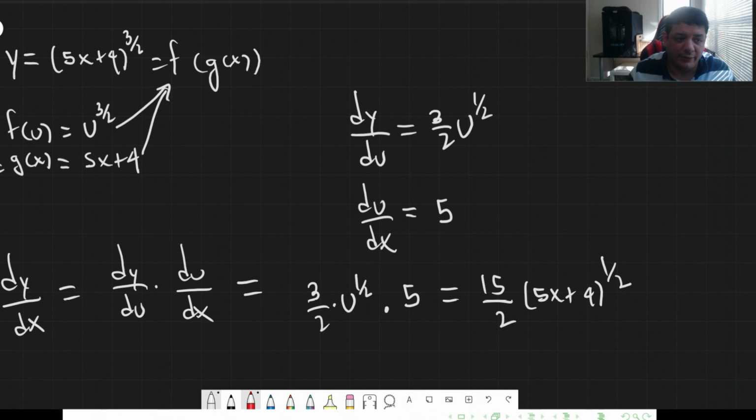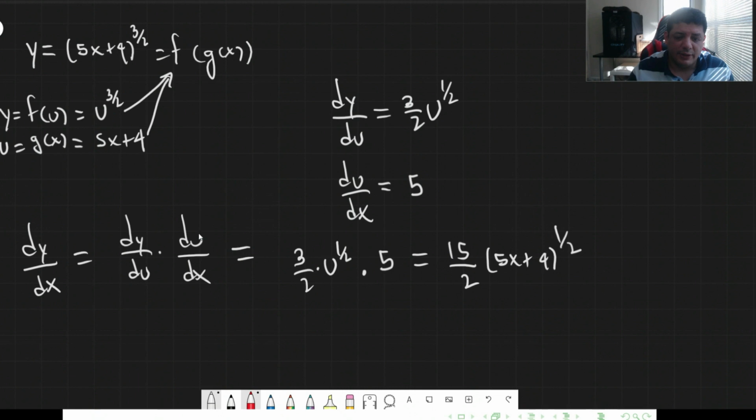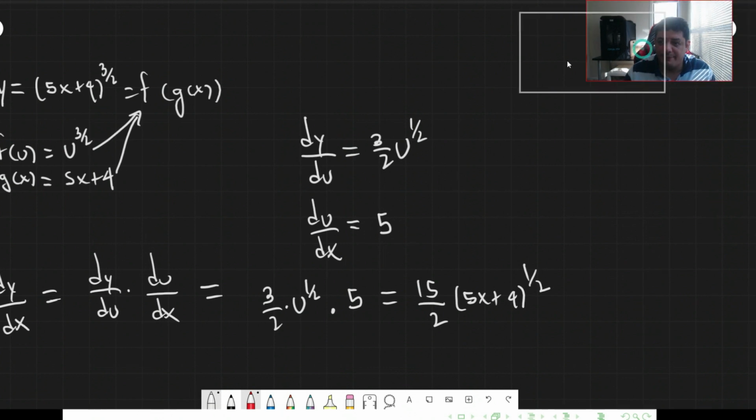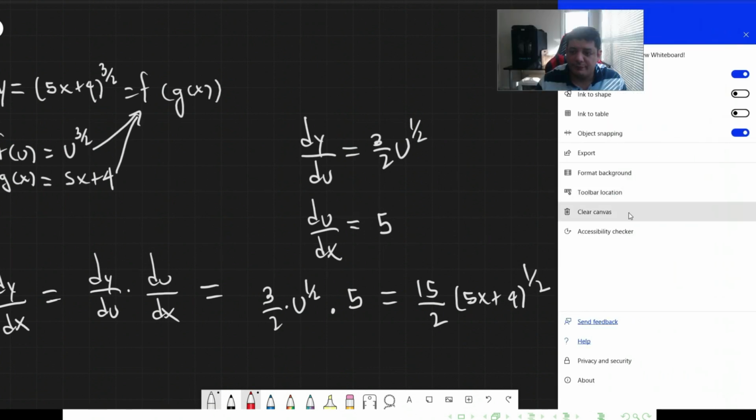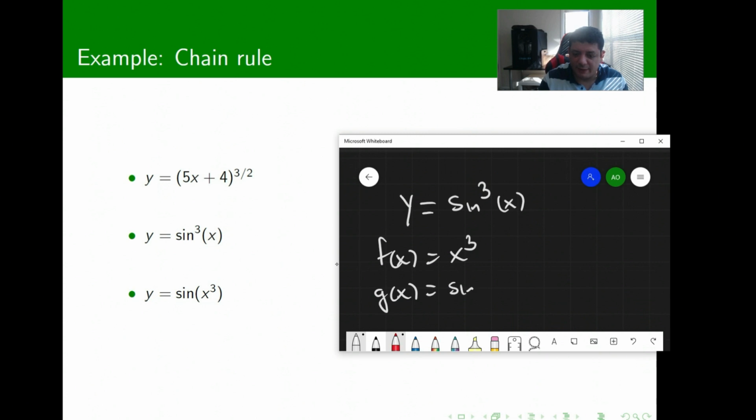The other way is, once I identify who f and g are, I then use the other formula. So let's take a look at an example of that. Now let's do it with the function y equals sine cubed of x. Clearly you can see the composition here. The function f of x is x cubed, and the function g of x is sine of x.